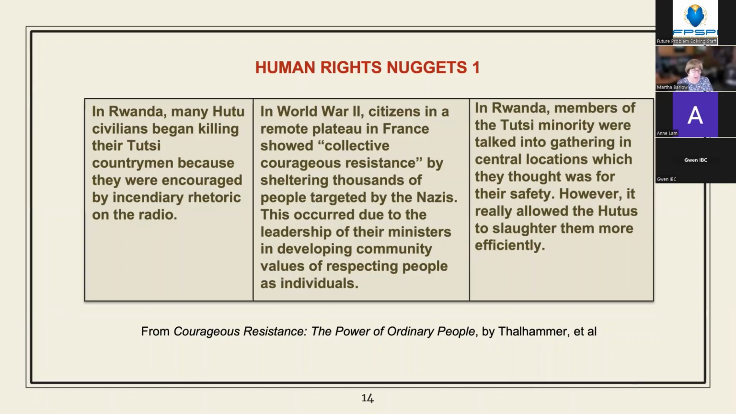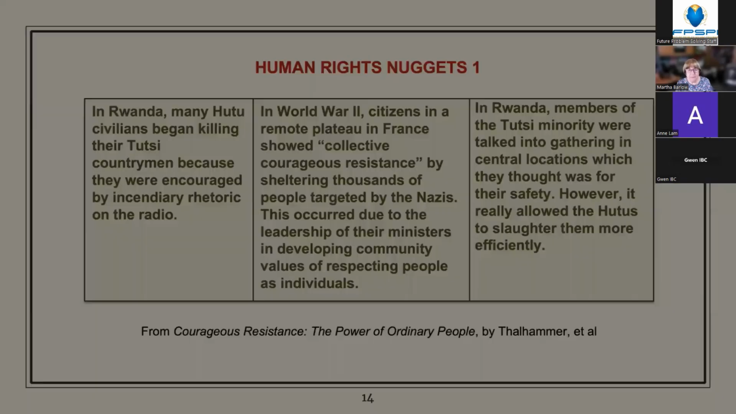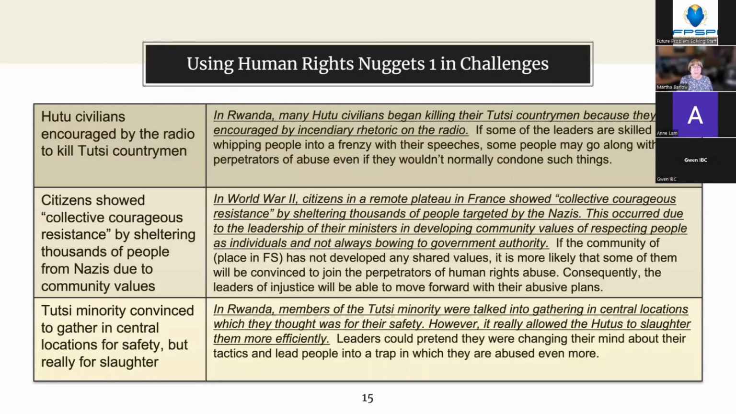So this whole thing in Rwanda was pretty bloody and violent. But this would be some ways to use that information in challenges. Now, my students and I worked on these challenges and solutions, but they weren't based on a future scene. They were just based in general on some things that we were learning about the topic of human rights.